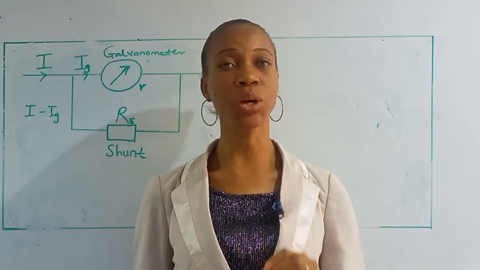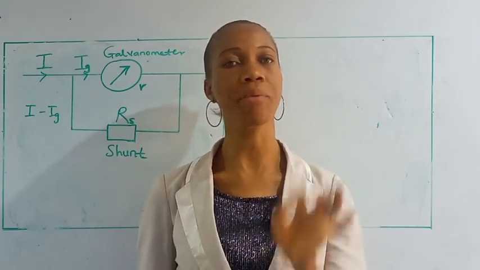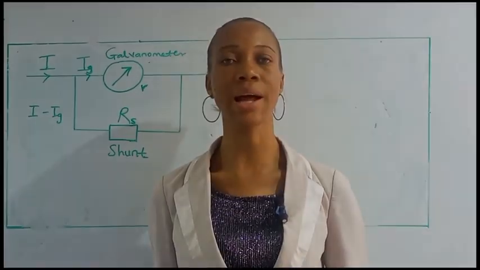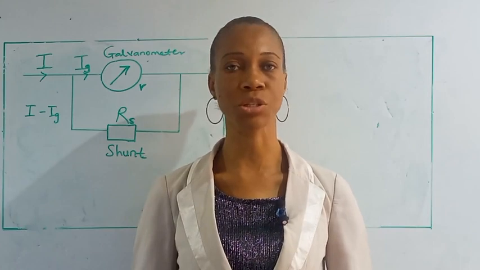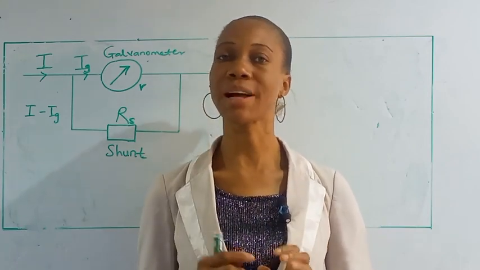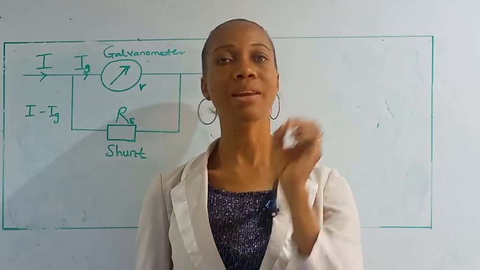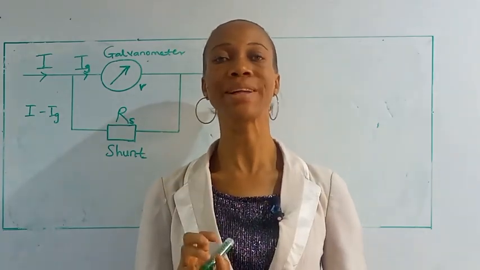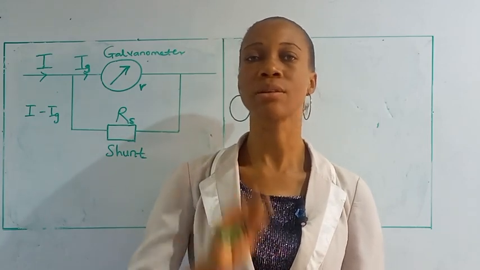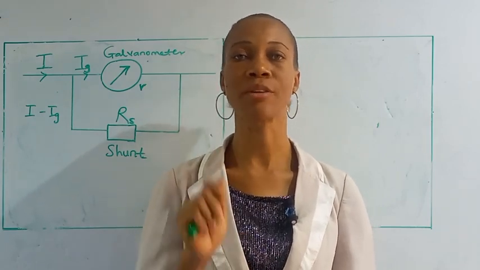Today we are going to look at something very, very important in current electricity. Today we are looking at galvanometer conversions. A galvanometer can be converted to an ammeter, and a galvanometer can be converted to a voltmeter. Let me start with the conversion of a galvanometer to an ammeter.